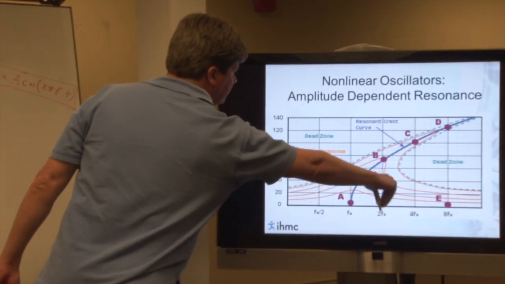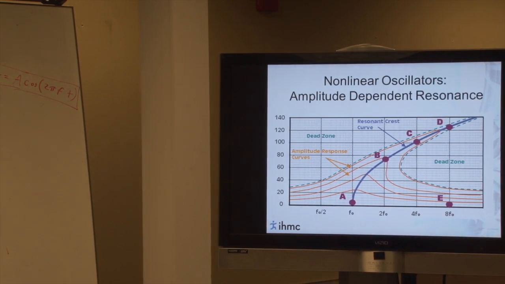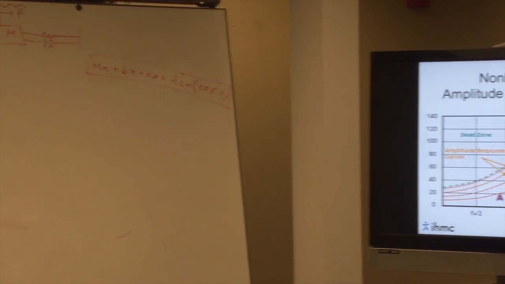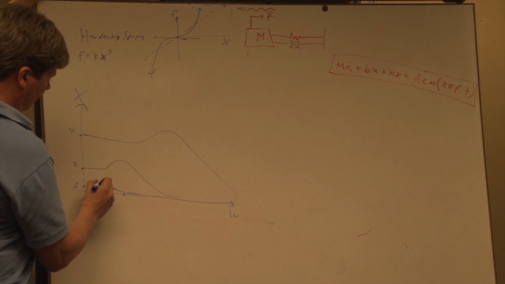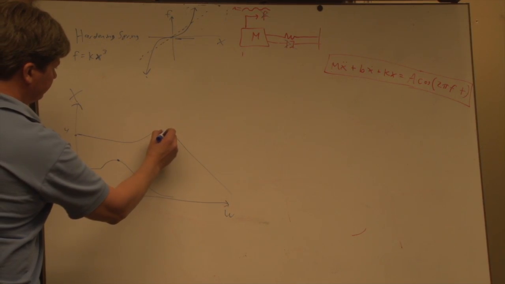That's what each of these curves here are, these orange ones. And I guess they kind of lean a bit more than I drew them. But let me get back to that. So anyway, this would be the resonant point you could drive at there, and here.